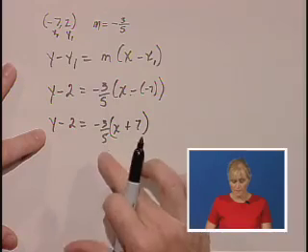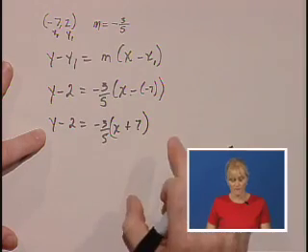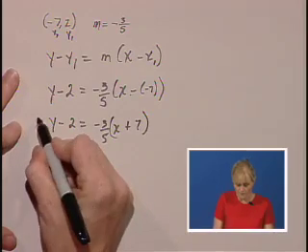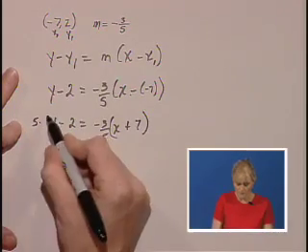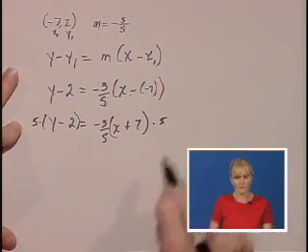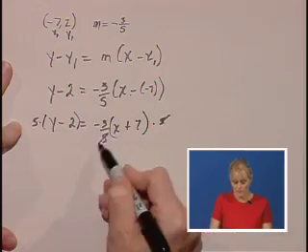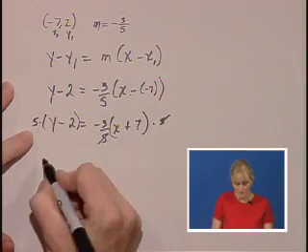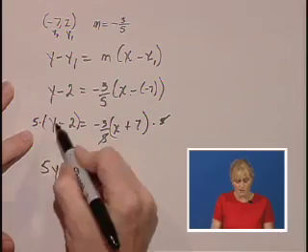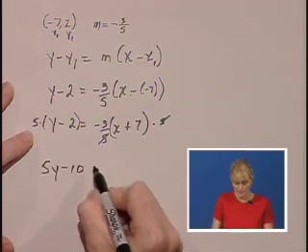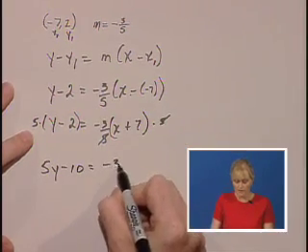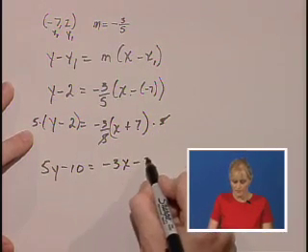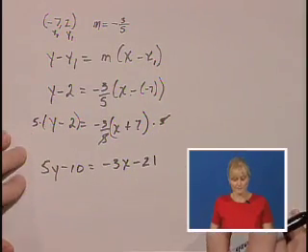So I'm going to multiply both sides by 5 to eliminate the fraction. When we do that, the fraction will drop out. So let's clean this up. We'll distribute. We'll have 5y minus 10 is equal to negative 3x. Make sure you distribute through, minus 21.